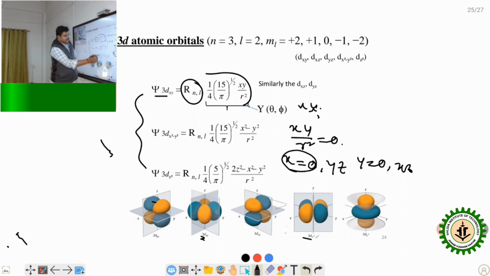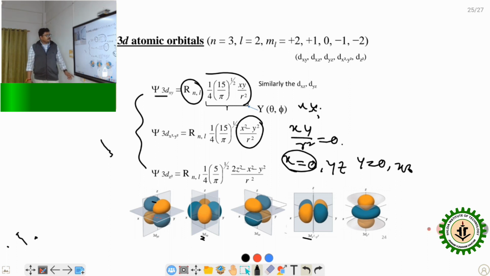But what about x square minus y square? For this, the angular part should be 0 when x is equal to y or x is equal to minus y. That means along the axes there is a probability of finding electrons. So lobes are situated along the axes, and in between the axes there will be nodal surfaces.